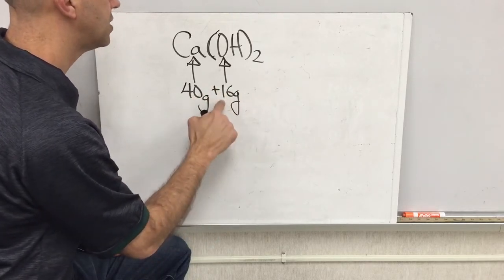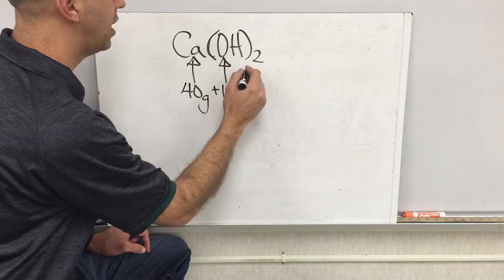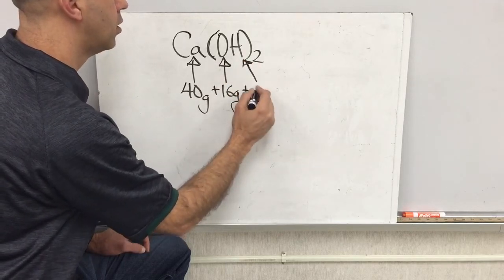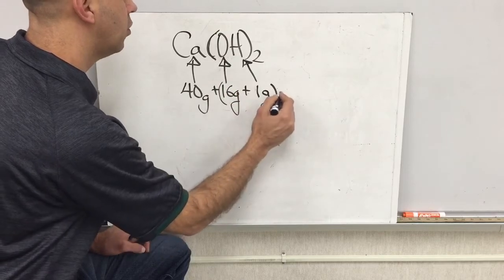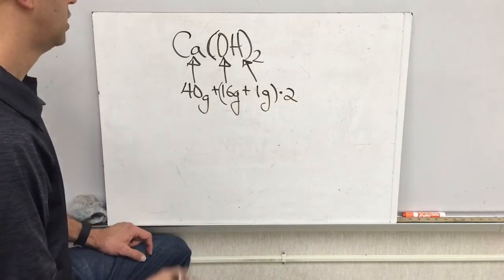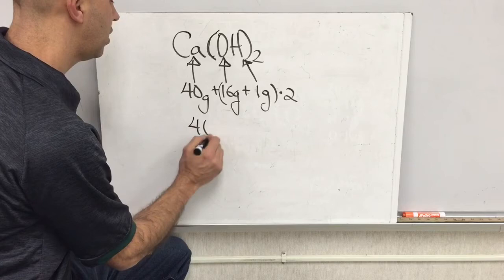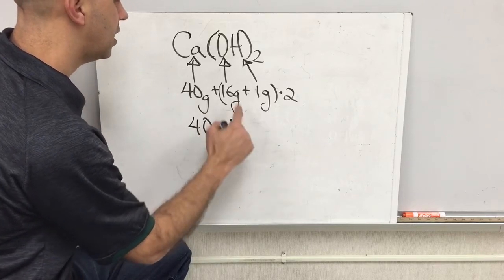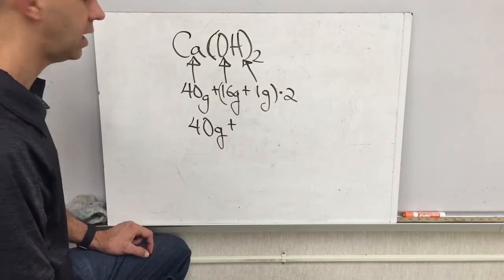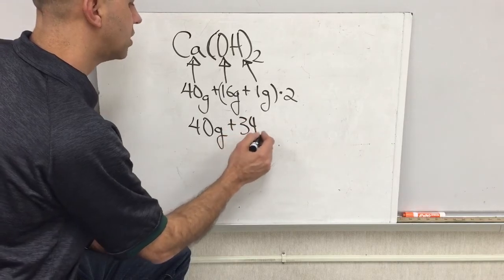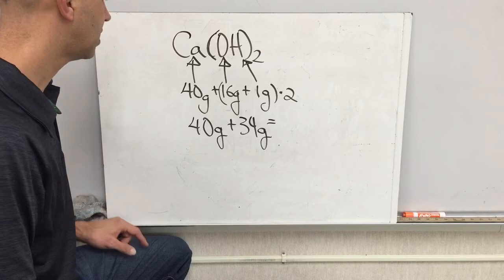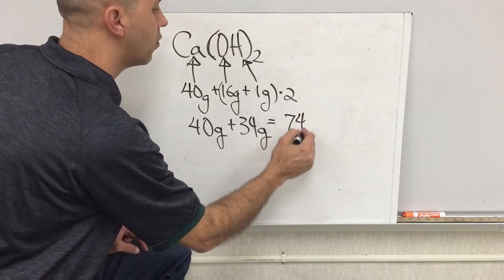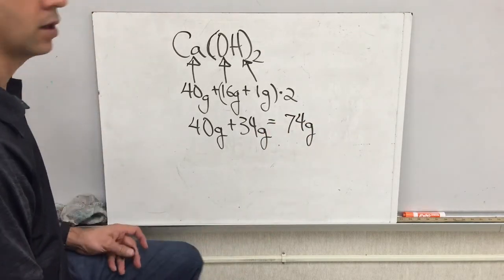So it's this, plus another hydrogen right there, which is 1 gram. But this whole section right here is multiplied by 2. So what I've got is 40 grams plus 2 times 17, which is 34 grams. So 1 mole of calcium hydroxide would equal 74 grams.